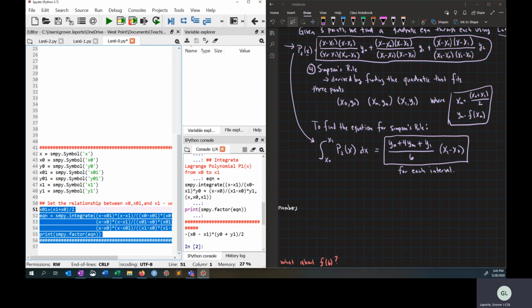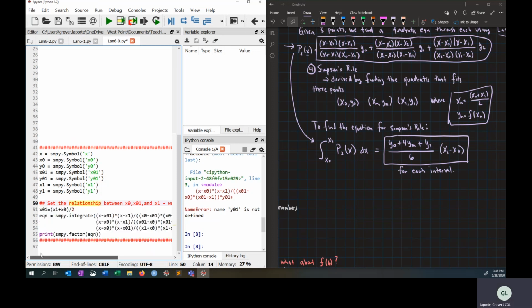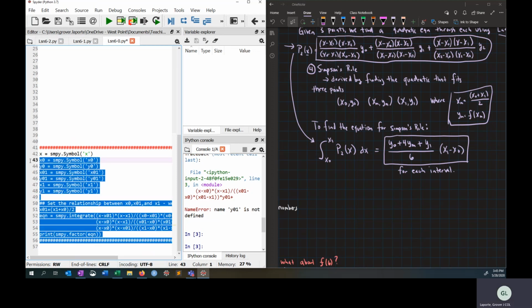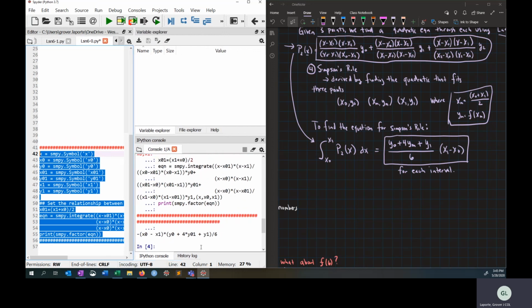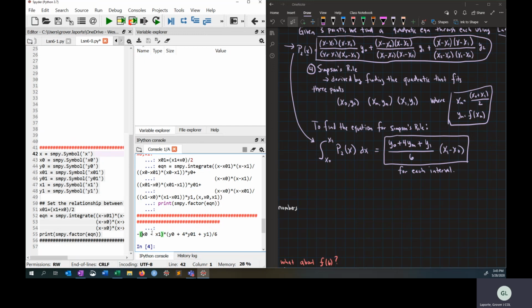So if you go F9, hold on. Oh, I had to come up here. All right, so if we do that, we get this. It ends up being x1 minus x0, and then y0, and then instead of ym, I used a y01, and then y1. So you can see how this is written out.